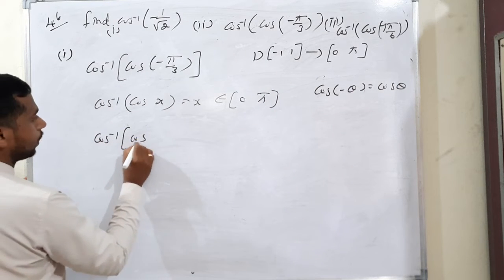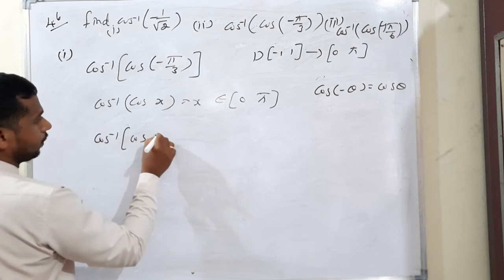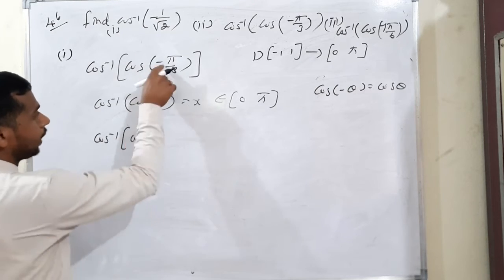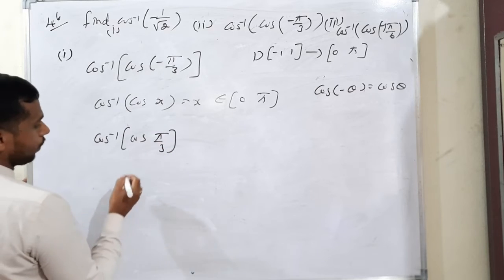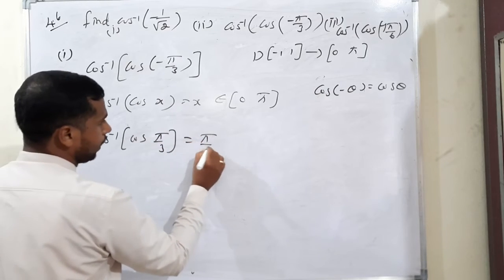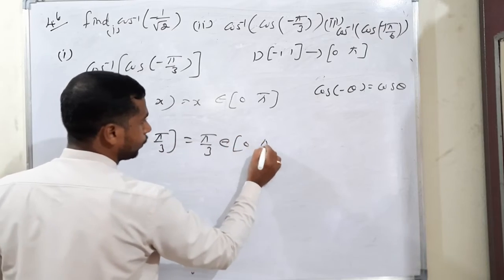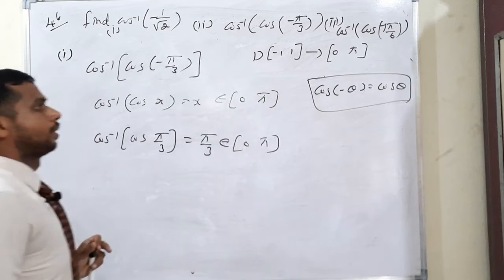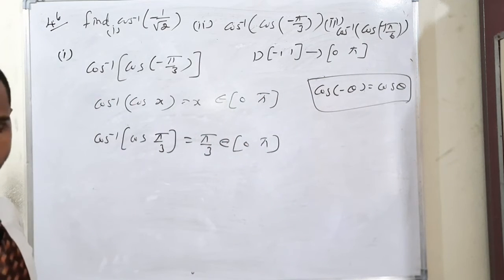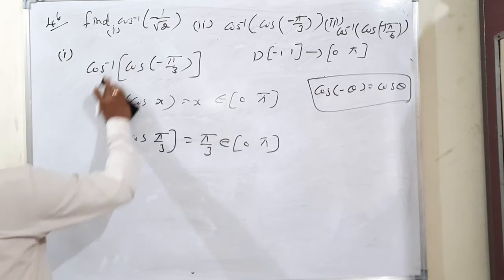Cos inverse of cos of negative pi by 3 means we can write positive pi by 3. Therefore, cos inverse of cos x gives pi by 3. It belongs to 0 to pi. How? According to cos of minus theta is equal to positive cos theta. Okay, subdivision 2 is also over. Moving to subdivision 3.